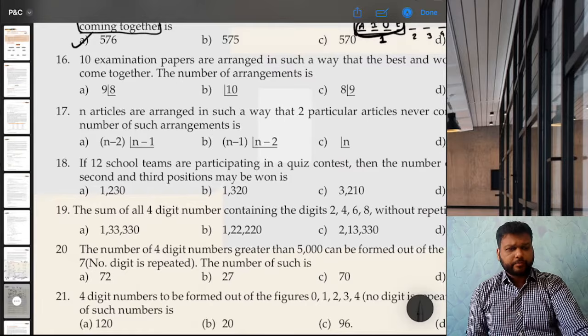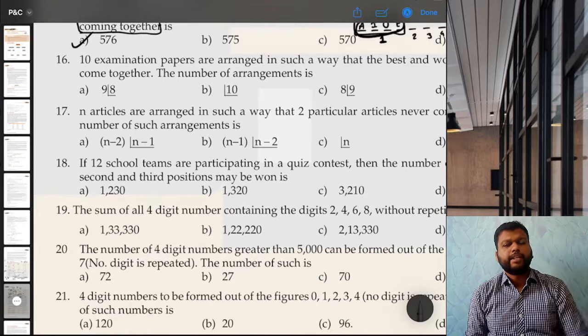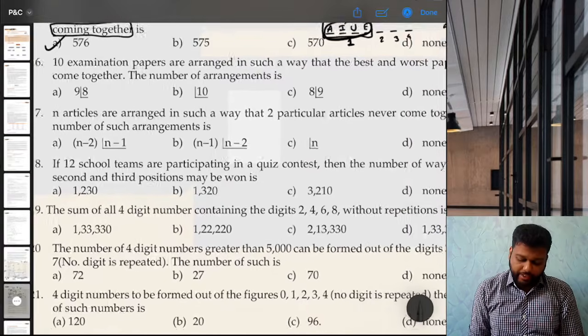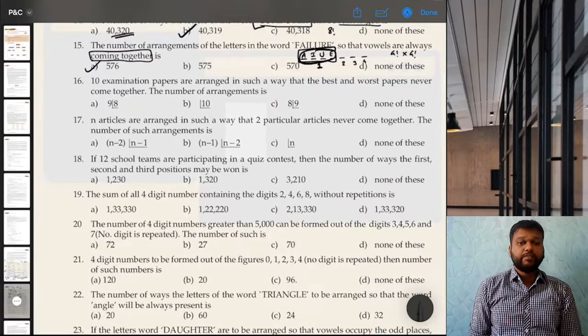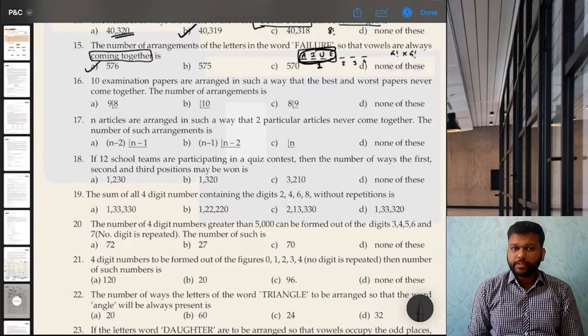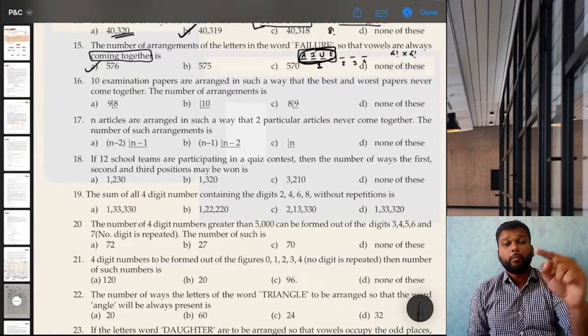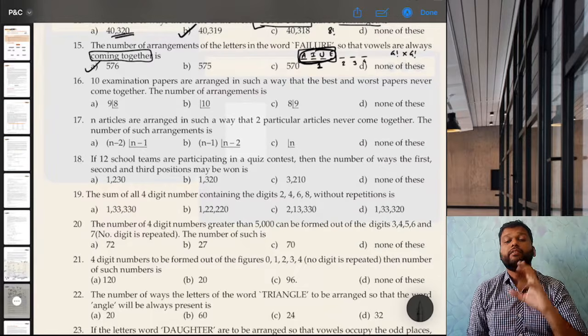16th. 10 examination papers are arranged in such a way that the best and worst papers never come together. The number of arrangements is... Okay. Now it is the opposite of that 15th question. They are asking never come together.